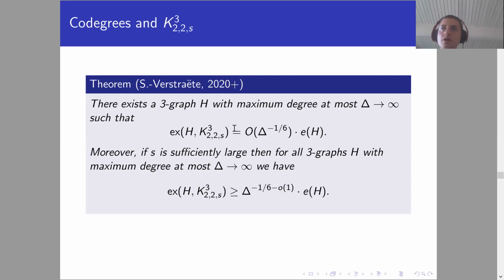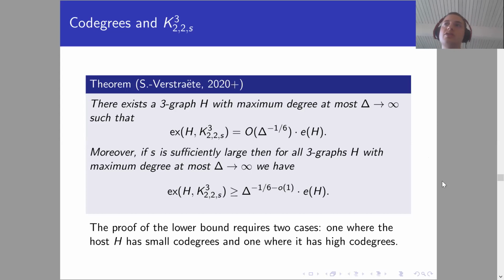I'll note that more generally, we have results for any r-partite r-graph, provided we have certain knowledge of the classical Turán numbers. But for simplicity, I'll just state it as this one. The proof is similar to the loose triangle case, but there are some subtle differences. In particular, one critical change is that we now need to break the proof into two cases: one where our host H has small codegrees, and the other where it has large codegrees.